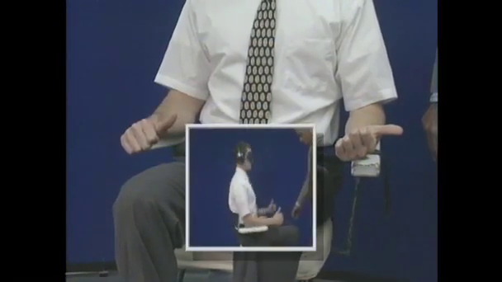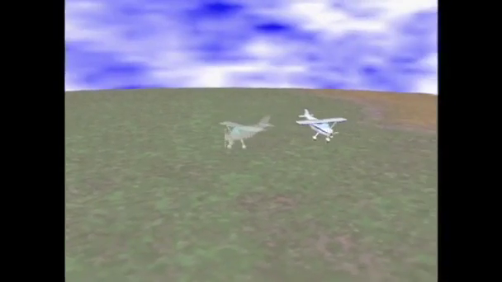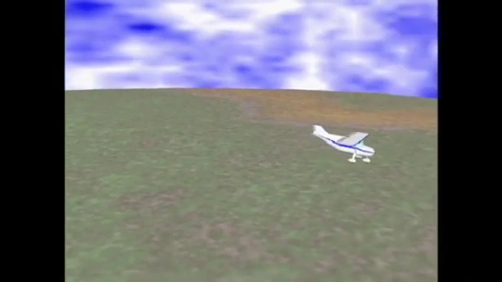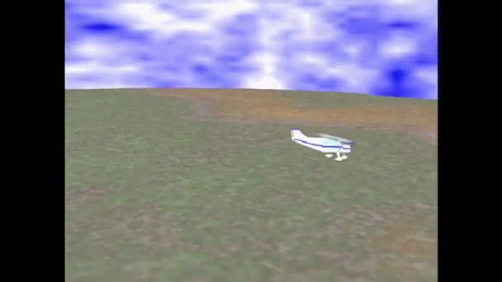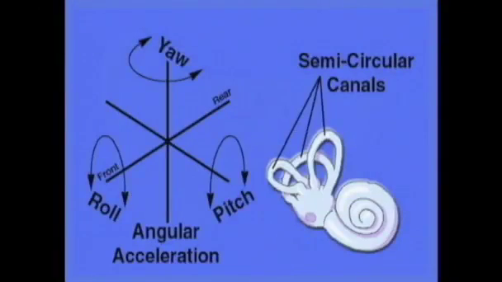As the chair is brought to a sudden stop, the canal fluid continues to move for a short period of time and the hair cells are bent to the left. This gives the subject the illusion of turning opposite the original direction. If this sensory illusion is believed, you may try to counteract it by inappropriately turning the aircraft in the original direction. Now, let's examine some other in-flight illusions that are caused by the semicircular canals.